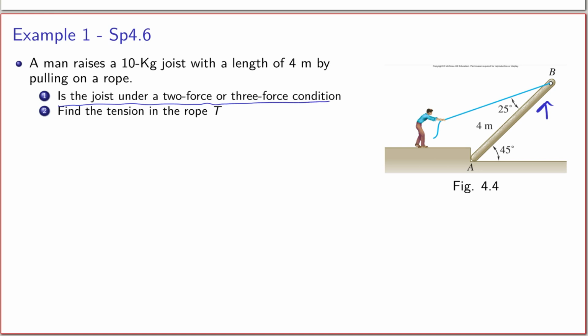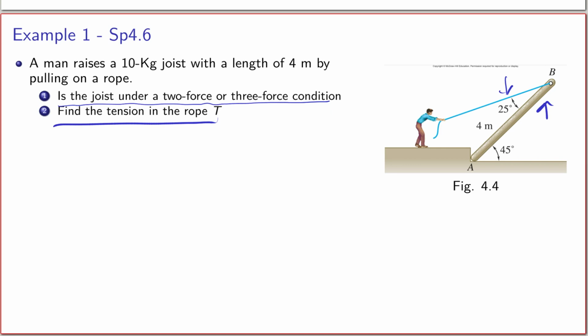Okay, so that means are there forces acting at 2 points or at 3 points, and then also to find the tension in the rope T. Okay, so obviously this is a rope here. You find the tension in that.